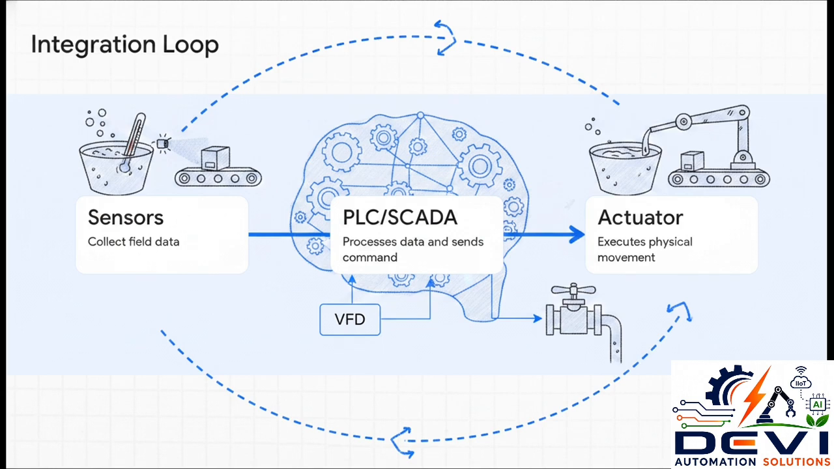Step 1. Sensors collect field data. The system needs eyes and ears, right? This might be a temperature sensor in a giant vat of liquid or a proximity sensor watching boxes on a conveyor belt. Step 2. That data travels to the brain.